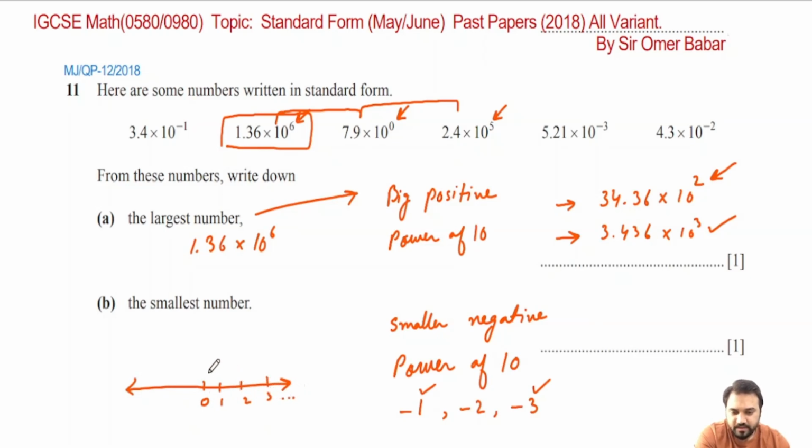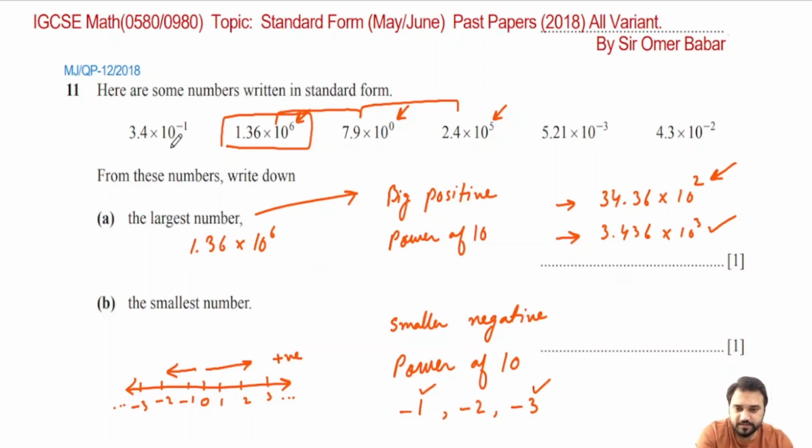If we are moving from left to right, we get the positive numbers and they become eventually bigger. And if we are moving toward the negative numbers from right to left, that is -1, -2, -3 and so on up to negative infinity, we get the smaller values. So -1 is greater than -2 and -2 is greater than -3, which means -3 is the smaller value.